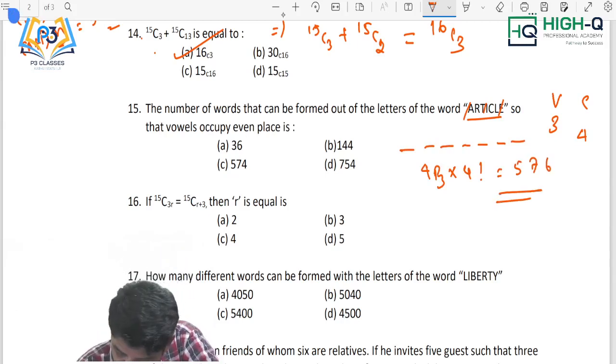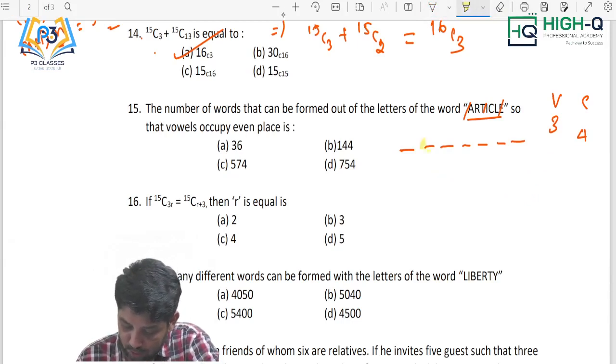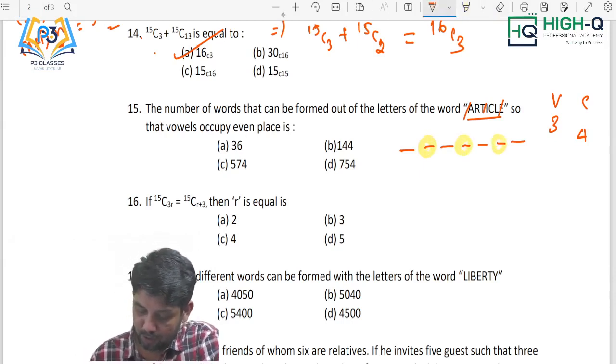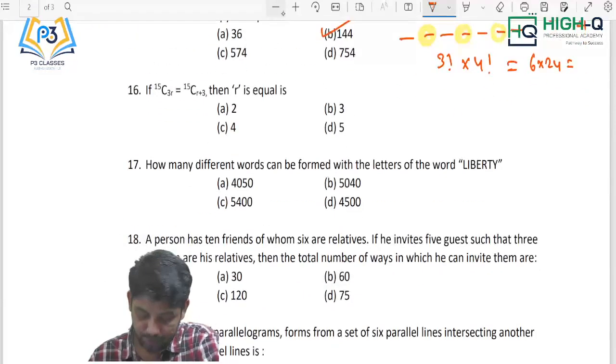Sorry, vowels occupy even places. Extremely sorry. How many even places we have got? 3 even places. How many vowels we have got? 3. So is it 3 factorial into 4 factorial, which is equal to what? 6 into 24. Am I right, my dear? 144. Next step.